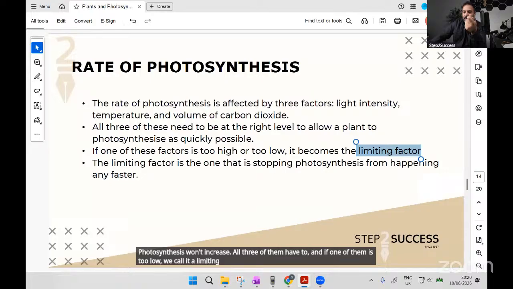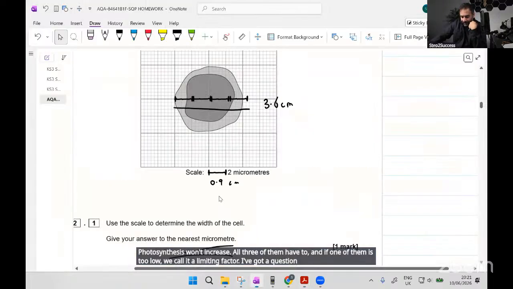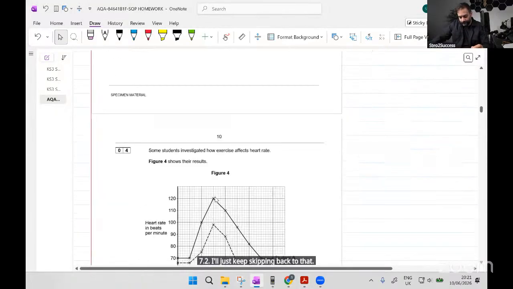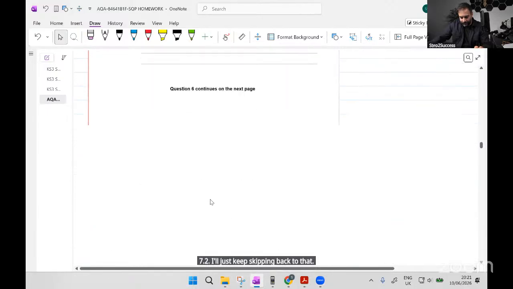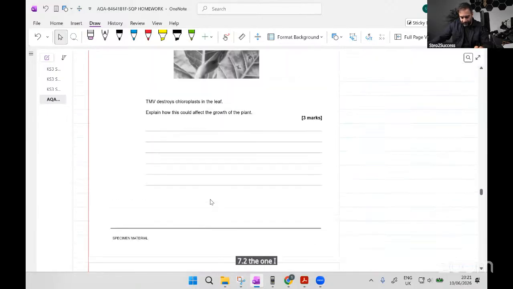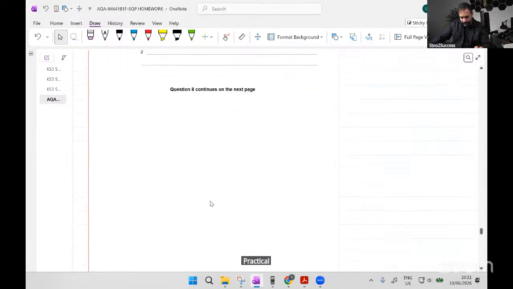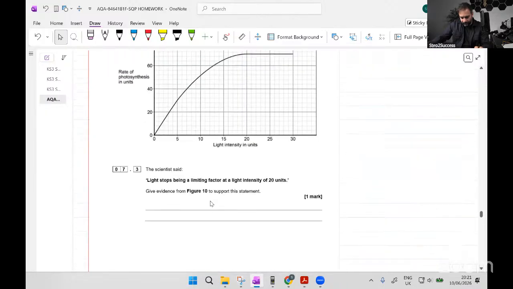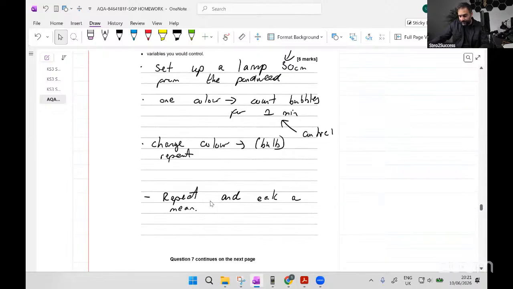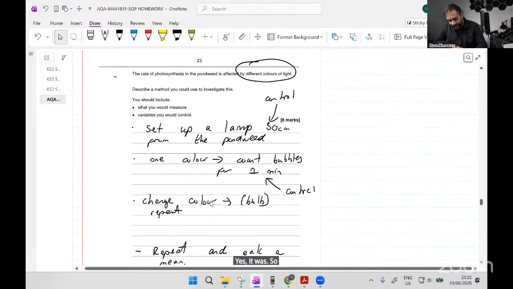I've got a question, 7.2, I'll just keep skipping back to that. Was 7.2 the practical one? Yes, it was. So I'll just repeat. I'm so sorry, the handwriting's terrible here.